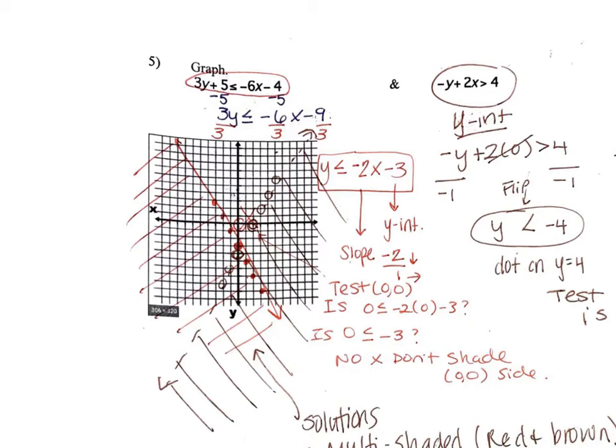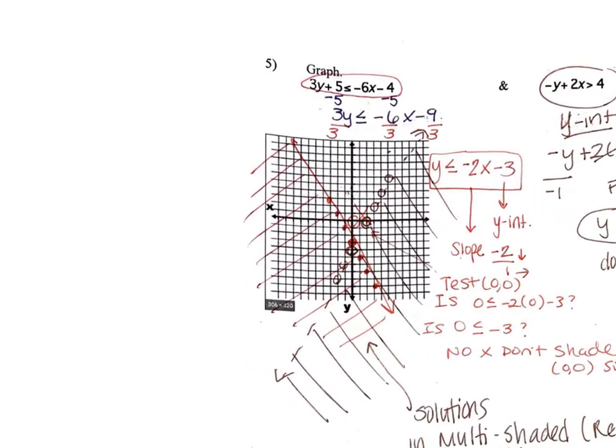Okay, so for number 5, it's the same thing. We're just graphing two inequalities. So for the first one, you may want to consider rearranging y. So remember, you just need to move stuff around.